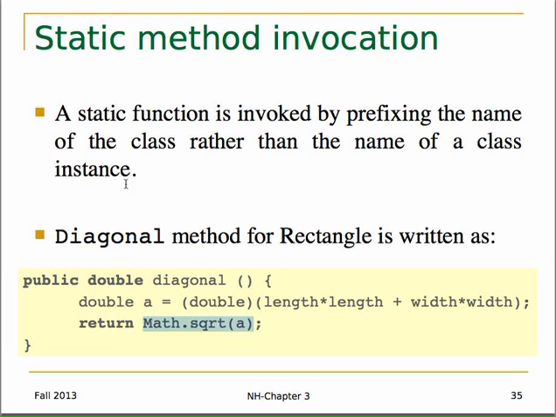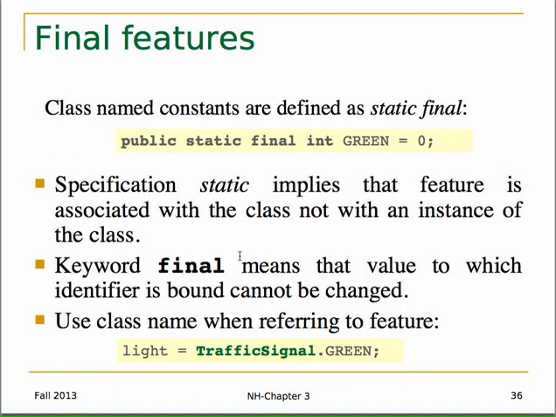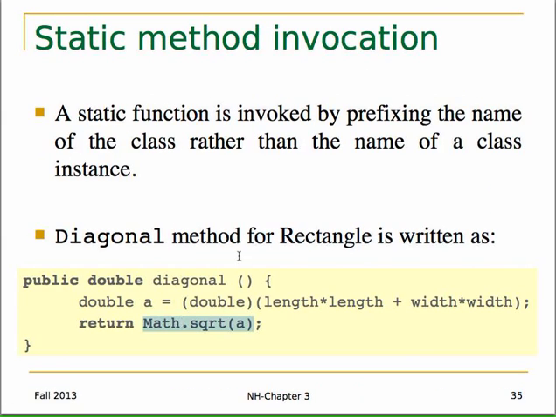Okay, so once again, static methods are invoked by prefixing the name of the class rather than the name of a class instance. You can use the class instance, but there's really no reason to do that. And actually, you'll get a warning saying that it's a static method. You should be referring to it like this, name of the class dot method.